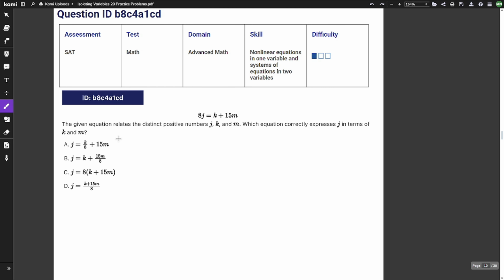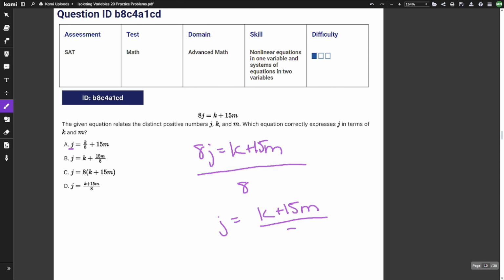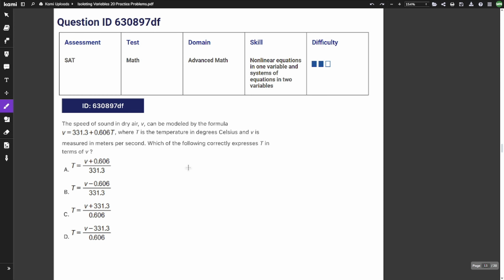Question number 10. We have this equation and we want to get j by itself. So 8j is equal to k plus 15m. Wow, this one's also easy. We're just going to divide the entire thing by 8 to get j by itself. And we get that j is equal to (k plus 15m) divided by 8. So, D.